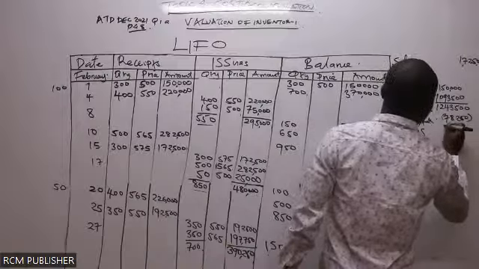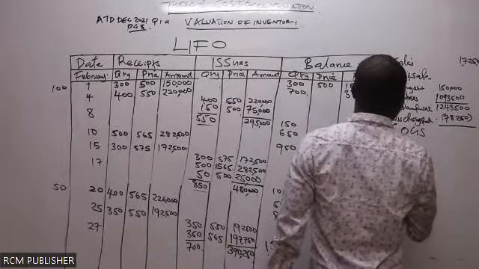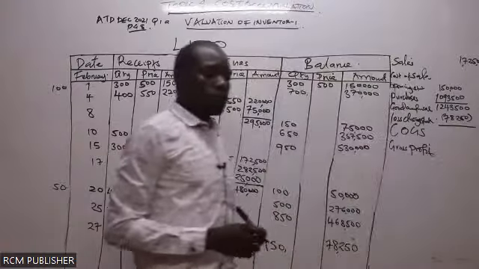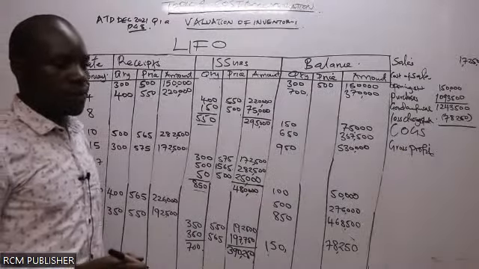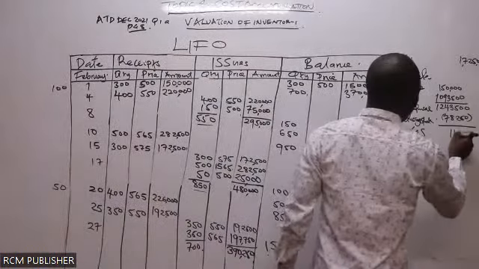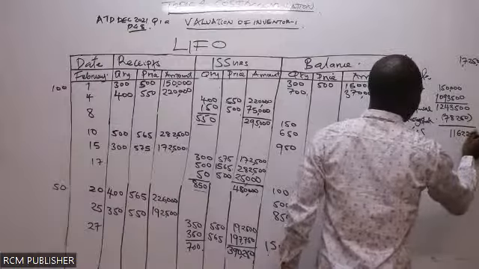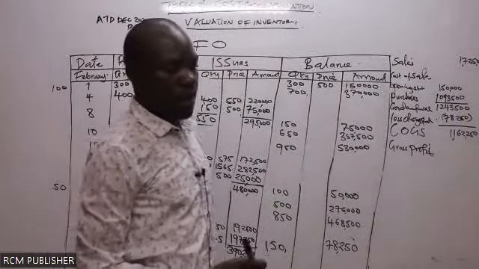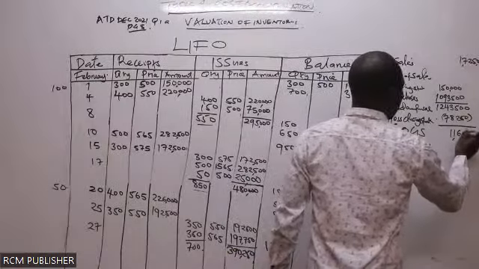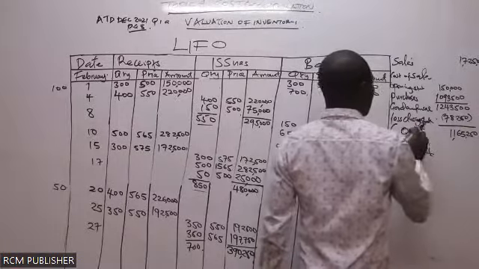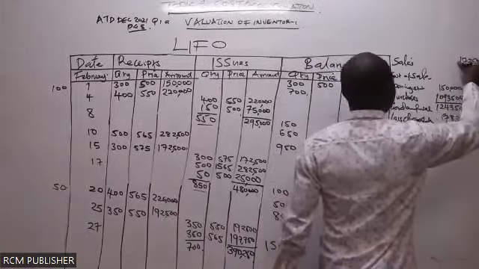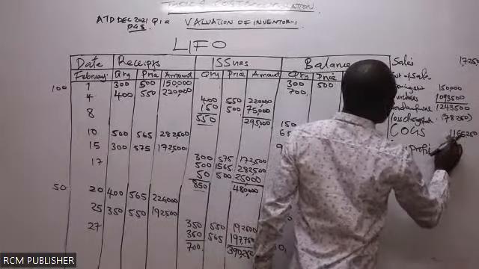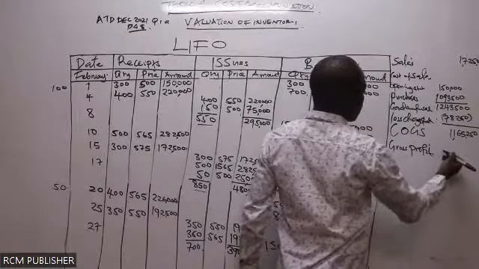So can we get COGS? Then we get gross profit. What is the value of COGS? 1165,250. That is the cost of goods sold. When I subtract that from the sales, sales minus cost of goods sold should give me gross profit.